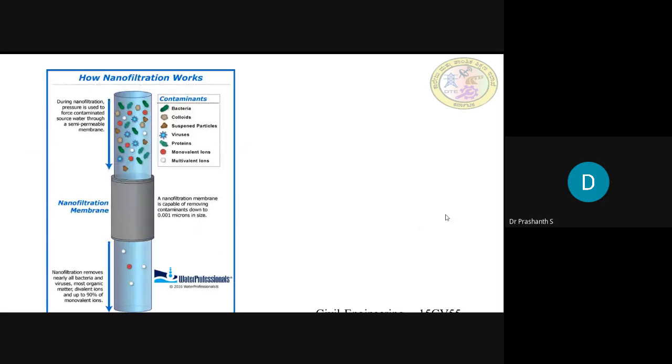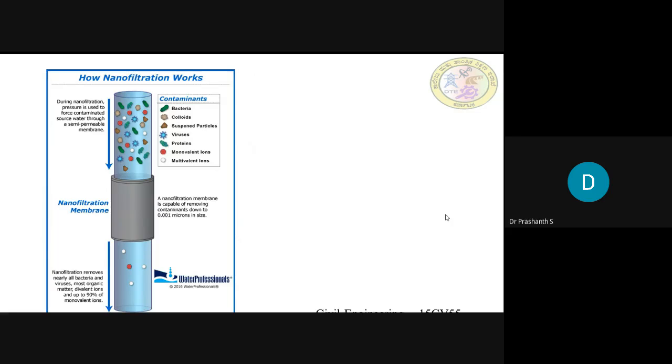So here, this is a diagram of how nanofiltration works. During nanofiltration, pressure is used to force the contaminated source water through a semi-permeable membrane. The contaminants that can be removed are bacteria, colloids, suspended particles, viruses, proteins, and monovalent ions that are present in the effluent of a secondary wastewater treatment. It passes through a nanofiltration membrane, and nanofiltration membranes remove nearly all bacteria and viruses, most organic matter, divalent ions, and up to 90% of monovalent ions.